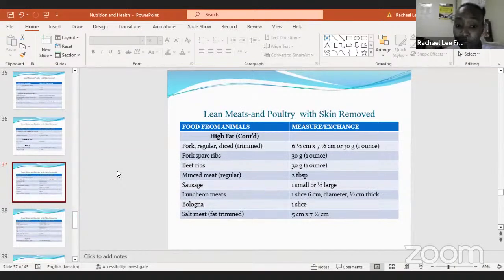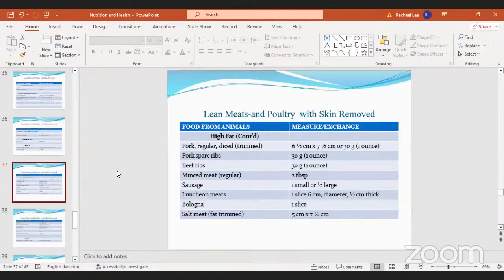Your pork spare ribs, your beef, your minced beef, sausage, the luncheon meat, that thin luncheon meat, that is very salty as well. So you have to be careful how much of that you're actually having, and if you notice here, it says 1 slice, because one slice of that luncheon meat is very salty. It has a lot of fat. It has a lot of carbohydrates. So you're actually consuming too many.